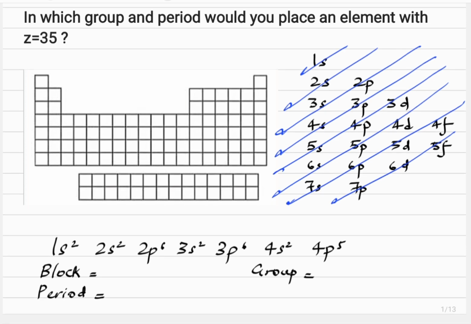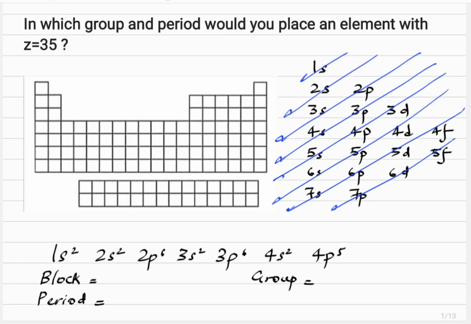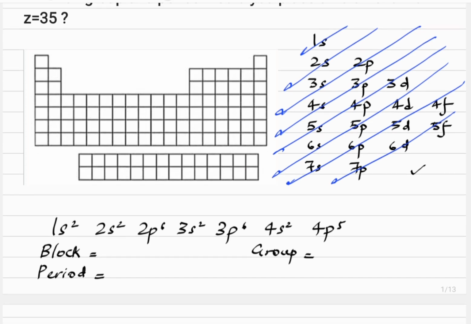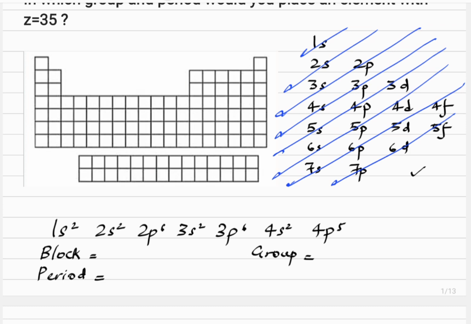To be able to answer this question, you need to know the basic layout of the periodic table. You also need to know the method to write electronic configuration. I already have a video on that on my channel. If you do not already know this, please go and check out that video. So let's just write the electronic configuration for the element with atomic number 35.